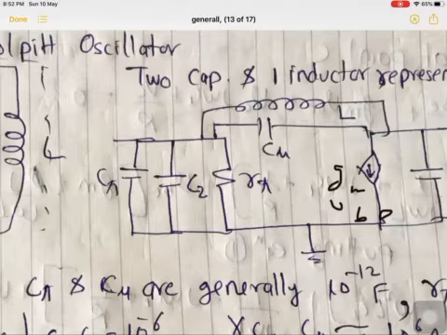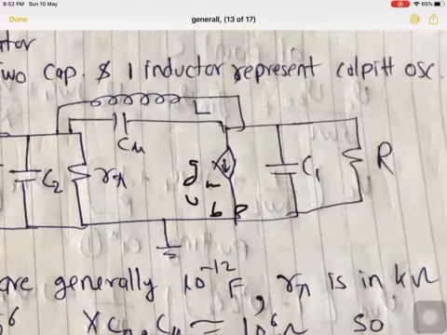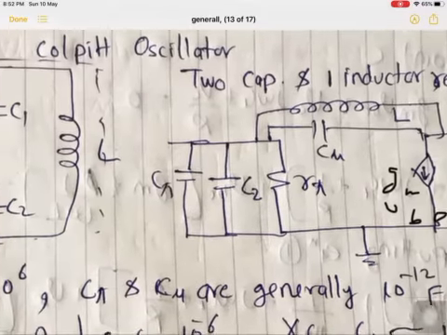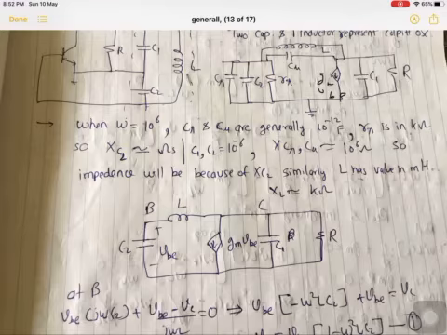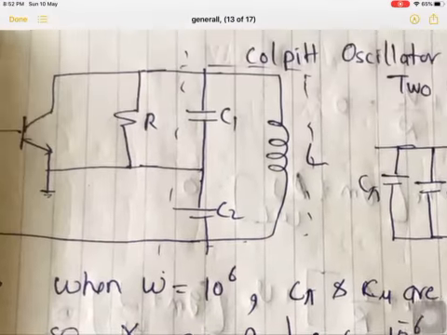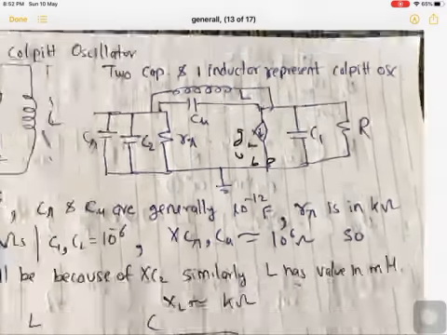So we have drawn the circuit, and the load resistance, this R, was parallel to C1. So here I have drawn R parallel to C1.